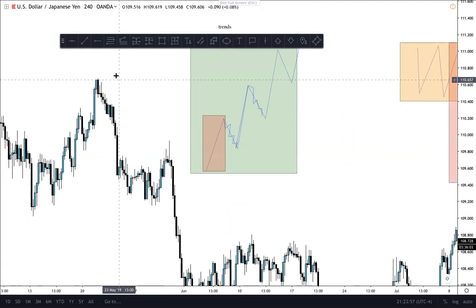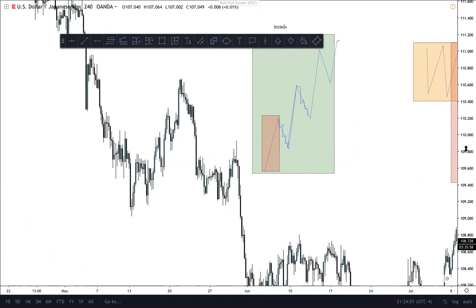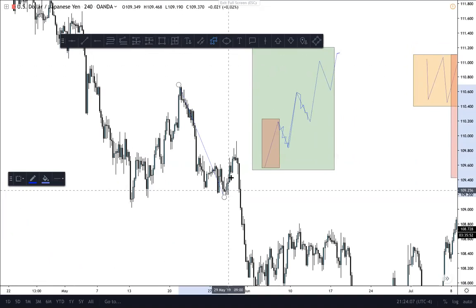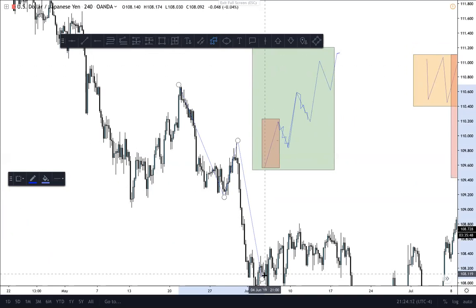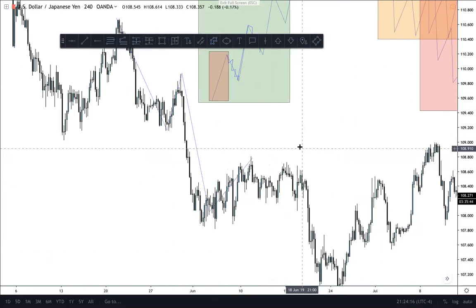So, for example, let me see if I can find an example in the charts. You see how this market pushes hard, it pulls back slow. Pushes hard, pulls back slow. If you get what I'm saying, right?